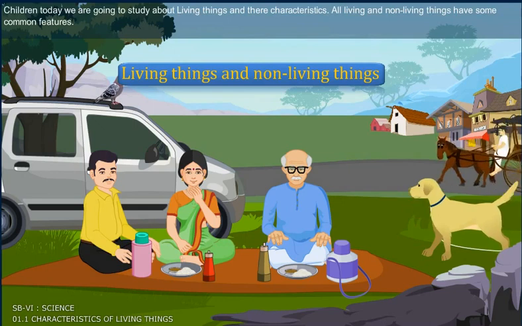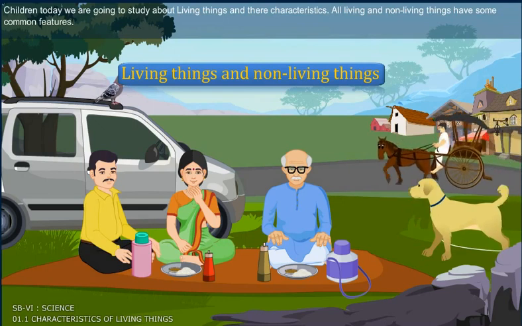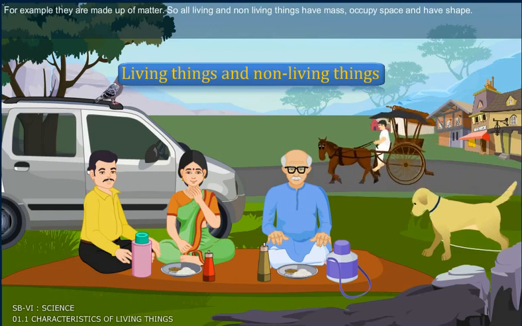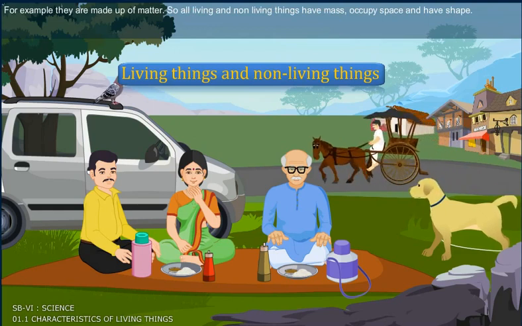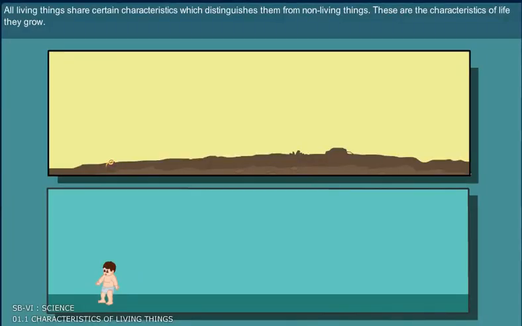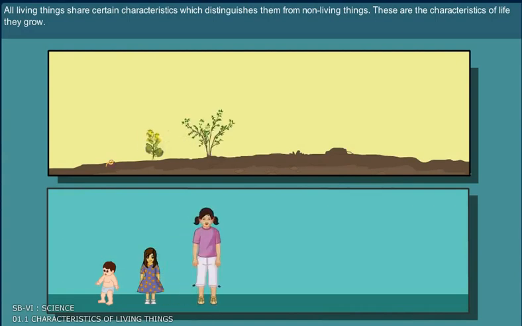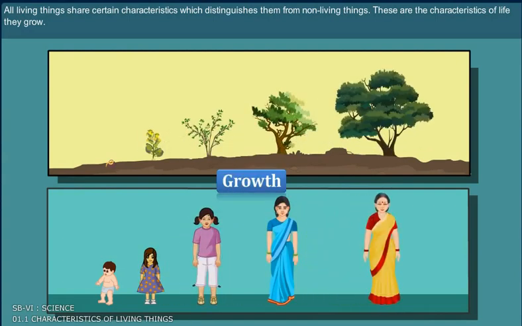All living and non-living things have some common features. For example, they are made up of matter. So, all living and non-living things have mass, occupy space, and have shape. All living things share certain characteristics which distinguish them from non-living things. These are the characteristics of life.